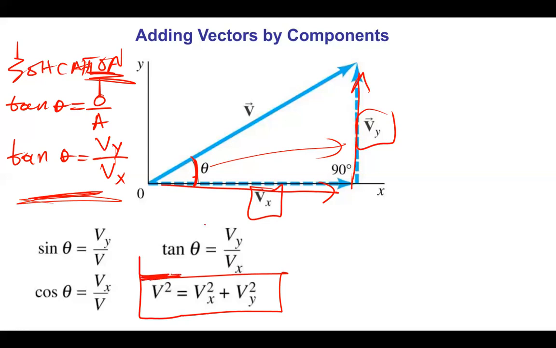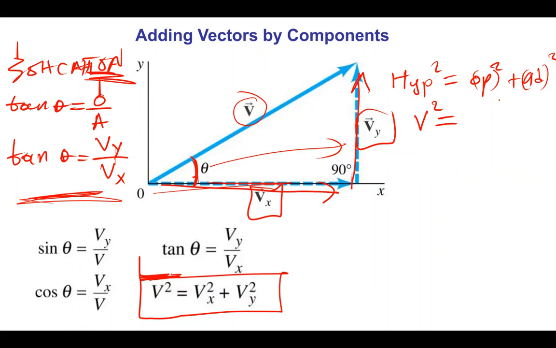And then to find the resultant, or to get back to this vector, if you've been given the components, it's straightforward. You use Pythagoras. How do you use Pythagoras? If you're finding the hypotenuse, you say the hypotenuse squared is equal to the opposite squared plus the adjacent squared. The hypotenuse in this case is the V that we're finding. The opposite is Vy, so we say Vy squared plus the adjacent, which is Vx.